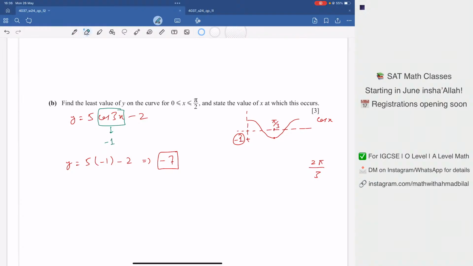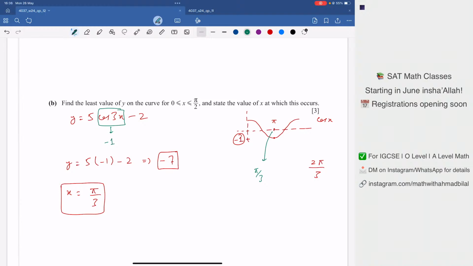Now, in this case, since the period has been divided by 3, every point, its x coordinate would be divided by 3, right? So it was at pi earlier in the standard cos graph. In this transformed graph, this value would now occur at pi over 3. So the corresponding value of x that we have from this is pi over 3. That's what we write down there. The minimum value of y is minus 7, and the value of x that we get corresponding to that is going to be at pi over 3. Okay? So this value would now go to pi over 3.